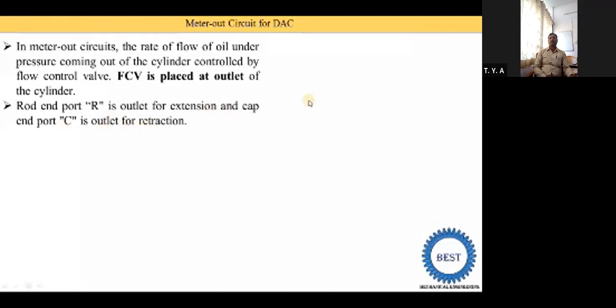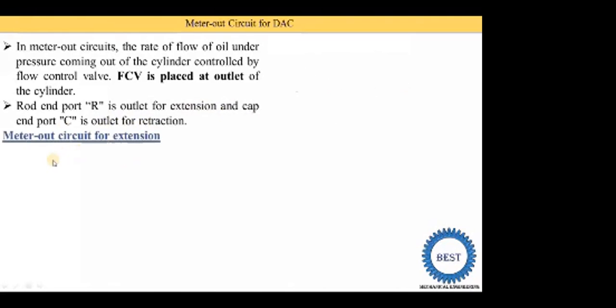Okay, so we know that for the retraction, the piston is moved from right to left, meaning from the rod end port to the cap end port. So on the rod end side the inlet is provided, and on the cap end port side the outlet is provided. So first we understand the meter out circuit for the extension stroke.